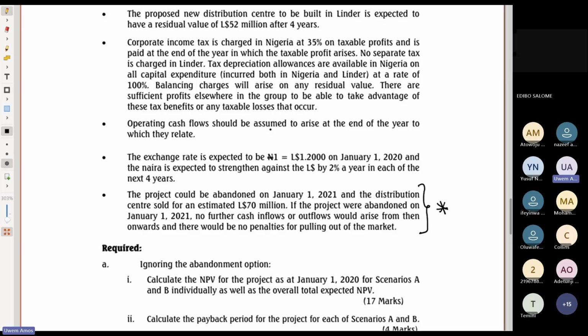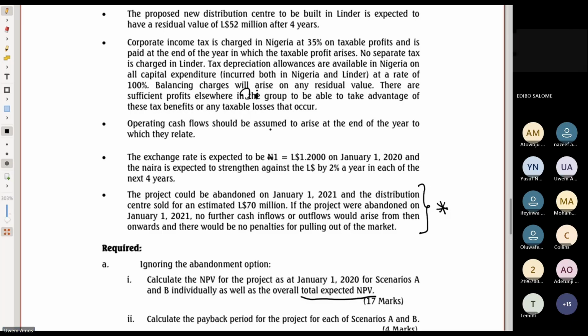Calculate the NPV for the project as of January 1, 2020 for scenario A and scenario B individually, as well as the overall total expected NPV. We talked about the concept of expected value in one of our sessions, and so I want to believe you know what expected value is. Basically multiplying the values by the probability and summing it up. So those concepts come into play here as well. So you need to catch up on all of those videos.